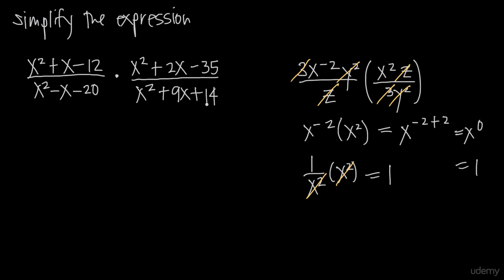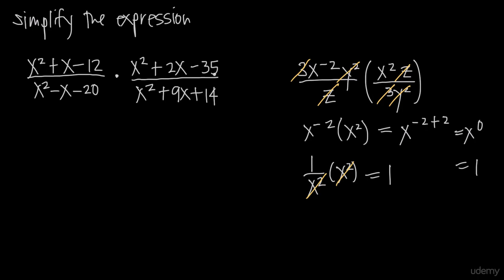Because we're multiplying these together, you might think, okay, I'm just going to go ahead and multiply my numerators together and then multiply my denominators together. Well, if you multiply the numerators together, you have a trinomial times another trinomial, which means you have to really FOIL this out. So you have to take the x squared in the first fraction and multiply it by x squared, then by 2x, then by negative 35.